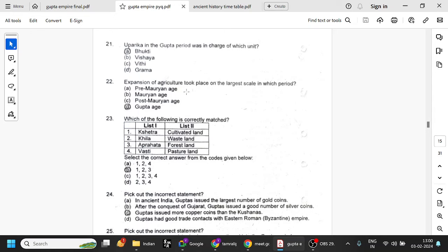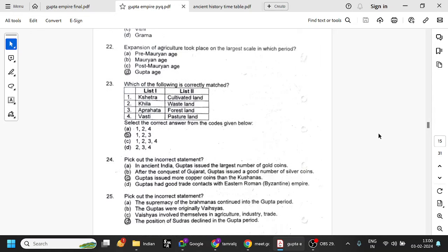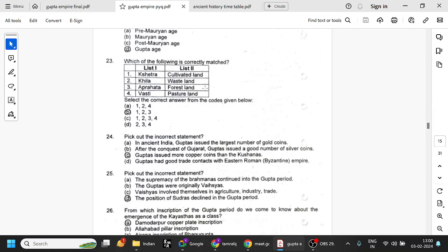Expansion of agriculture took place on a large scale during the Gupta period. Try to remember that. Administration was bettered by Mauryas, agriculture was extensively carried on by the Gupta period. Kshetra means cultivated land. Khila means wasteland. Aprahata means forest land, etc. Try to remember those things. Kshetra means cultivated land.